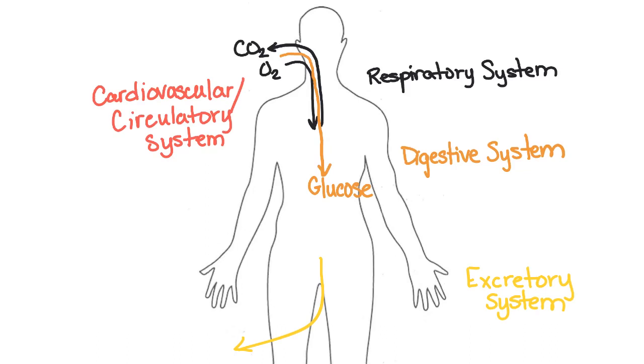Throughout all of these, keep in mind that the cardiovascular or circulatory system is going to be the body system that's responsible for moving these materials from the respiratory system to the rest of the body, or from the digestive system outward to other cells in the body, or from other cells in the body down to the excretory system.